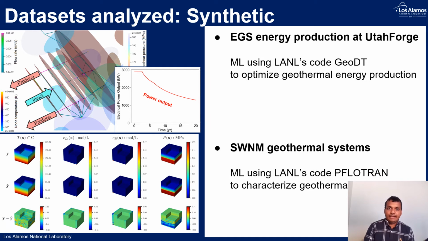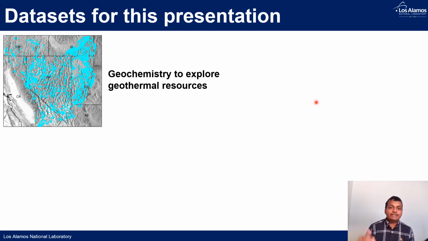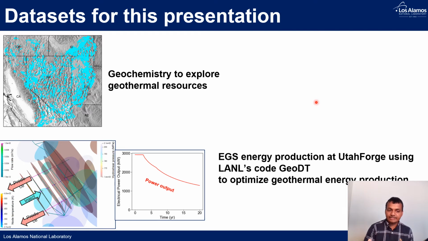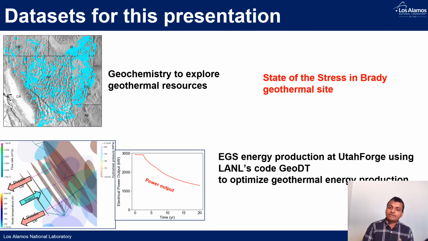So, in total, 11 datasets. In this presentation we'll present 3 datasets because we don't have time; we have only 20 minutes. One is geochemistry to explore geothermal resources in the Great Basin. The second is a synthetic dataset for EGS energy production at Utah FORGE, which uses another LANL tool called GeoDT, which means geothermal design tool. And lastly, we present the state of stress at the Brady geothermal site, Nevada.